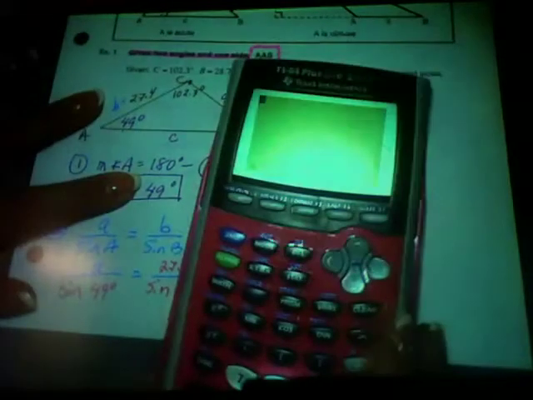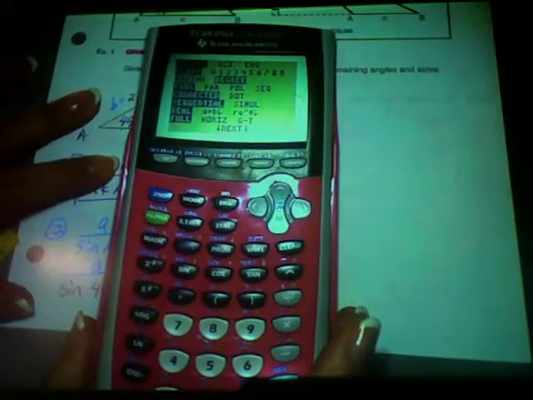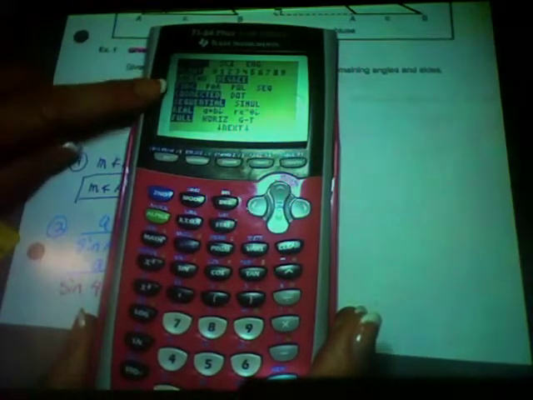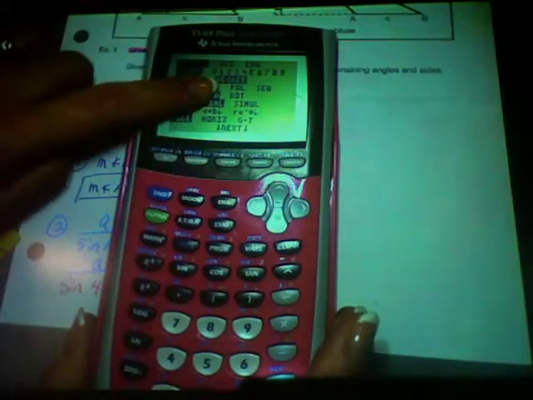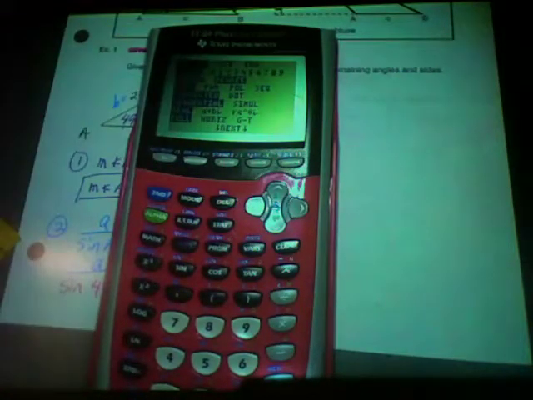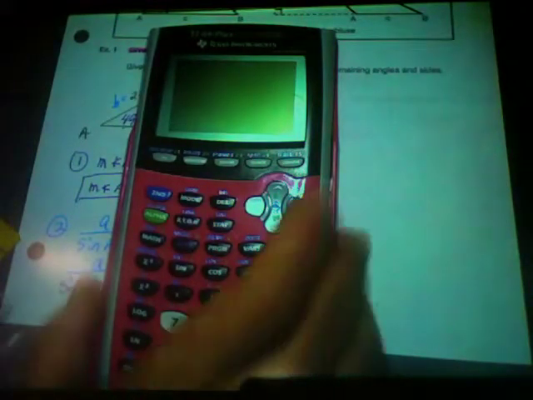Please make sure that your calculator is in what mode? Degrees. So go to your handy dandy calculator to check it, press mode right there, and my calculator is already set up in degrees. If your radians is lit up, you need to scroll down over to degrees and hit enter so that radians is no longer lit up, and then go second mode, second quit to get out of there. So now we're ready to try to solve.